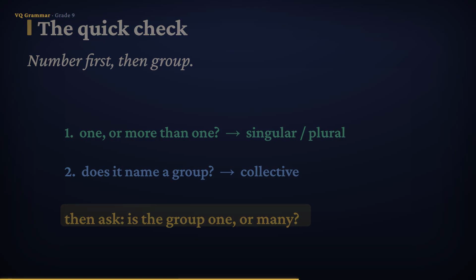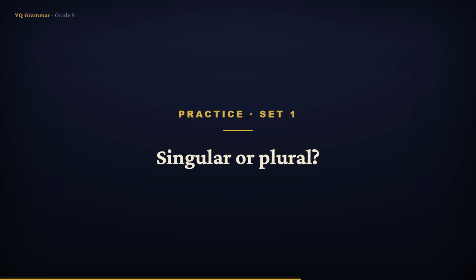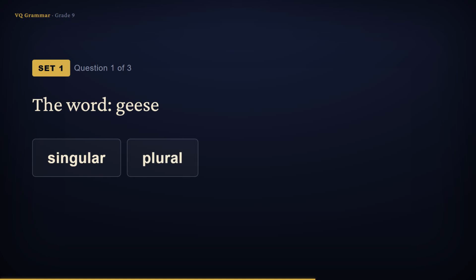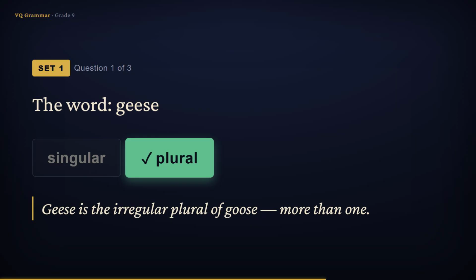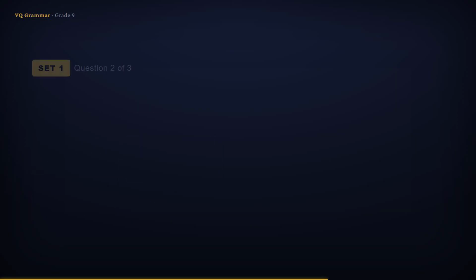Ready to try a few together? In this first set, I'll show you a noun, and you decide. Is it singular, naming one, or plural, naming more than one? Pause the video and try each on your own before I reveal the answer. The word is geese. Is that one or more than one? Geese is the irregular plural of goose. It names more than one bird. So the answer is plural.